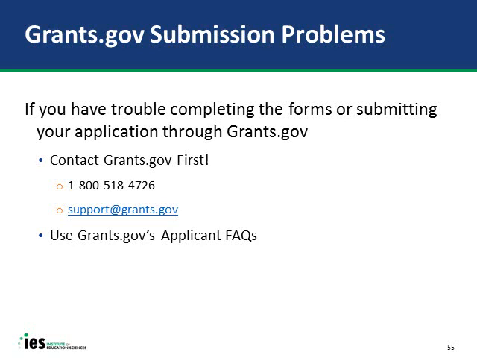If you have any trouble completing the forms in the application package or submitting your application through Grants.gov, your first step should be to contact Grants.gov. You can call their 800 number or send an email. When you contact Grants.gov for help, they will give you a case number that you need to keep. Once you have your case number, contact your IES program officer and let them know about the problem and the steps that you have already taken to remedy the problem.